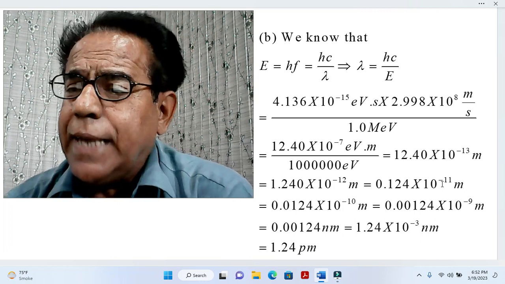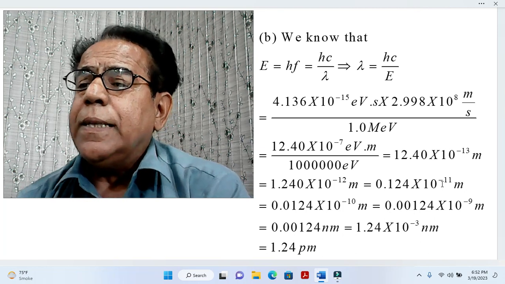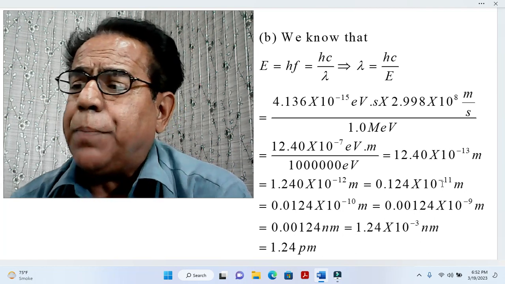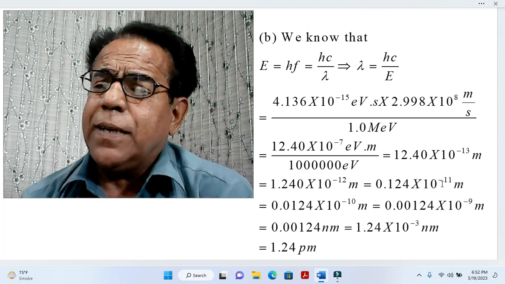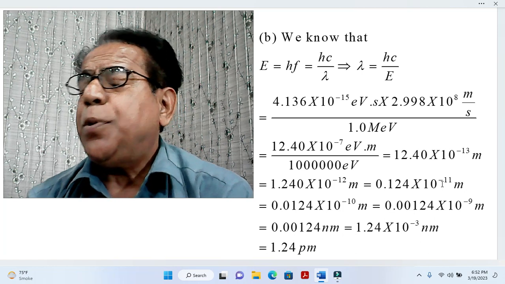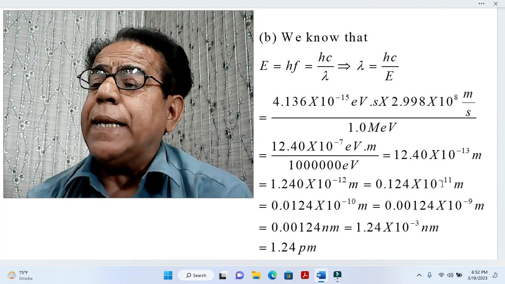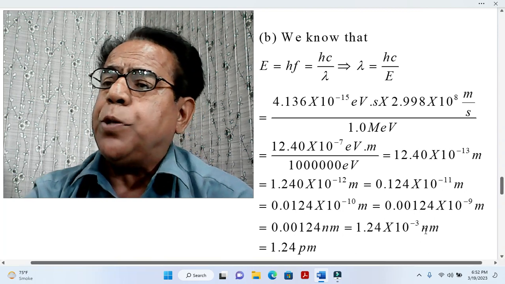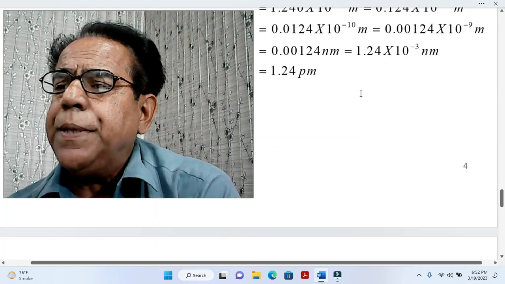So our answer has become 0.00124 nanometer, and this can again be written as 1.24 into 10 to the power minus 3 nanometer. And this is again equal to 1.24 picometer, because 10 to the power minus 3 and nano is 10 to the power minus 9. Minus 9 and minus 3 will become minus 12, and minus 12 is equal to pico. Pico is denoted by p. Okay, and hence our part B has been solved successfully.